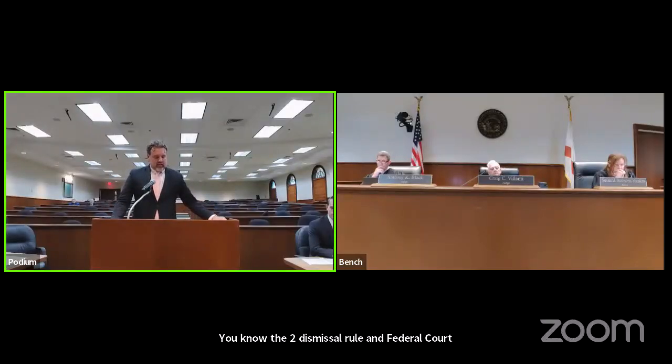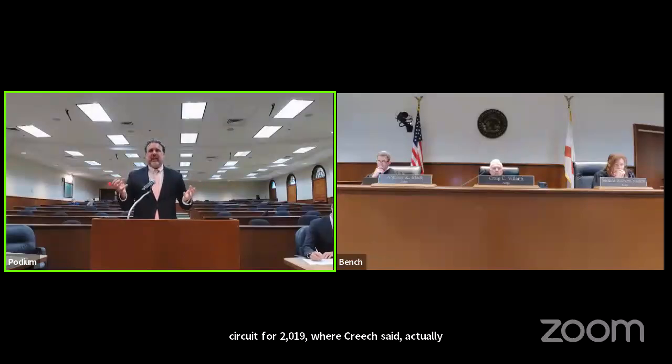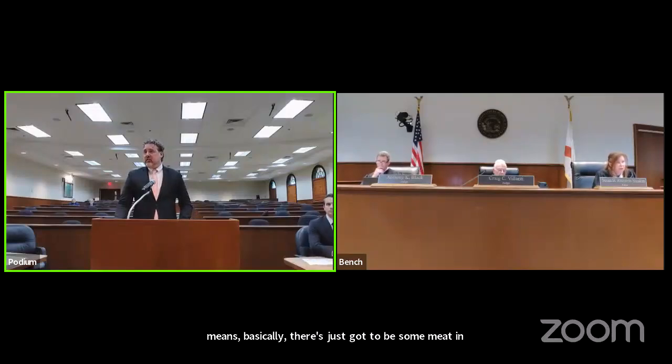The better case law on this is Creech, which is the 11th Circuit from 2019, where Creech said actually litigated means basically there's just got to be some meat in the litigation. It doesn't necessarily mean decided on the merits, right? It does not necessarily mean decided on the merits, correct. And the case law bears that out. You have Creech, I cited In re Bush, I cited In re Daly.